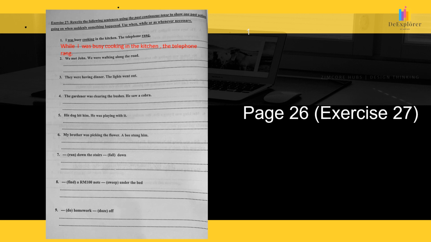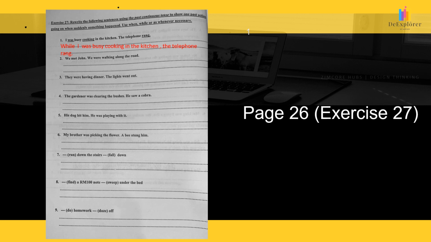Okay, can you try sentence number 6 on your own? Okay, so maybe just use one word, while, is all. For number 1 to number 6. Okay, 7, 8, 9 until 13.